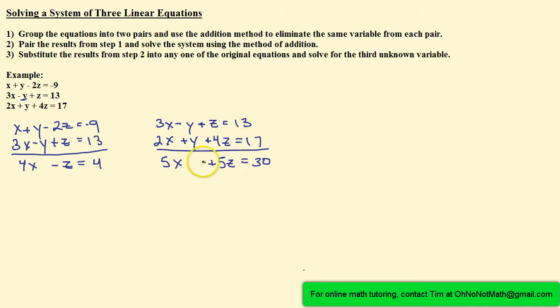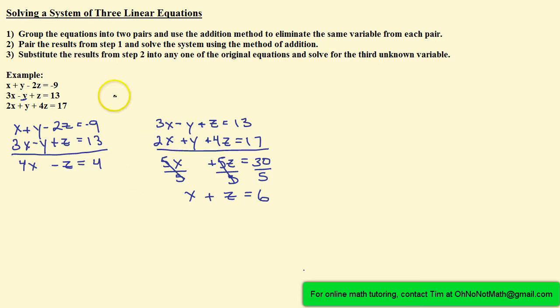And notice that I can simplify this equation. Right? I can divide every term by 5. Whatever I do to one side of the equation, I have to do to the other side so that the equation remains equal. Okay, so let me divide every term by 5. So these 5's cancel. I have x plus, these 5's cancel, I have z equals 30 divided by 5 is 6.